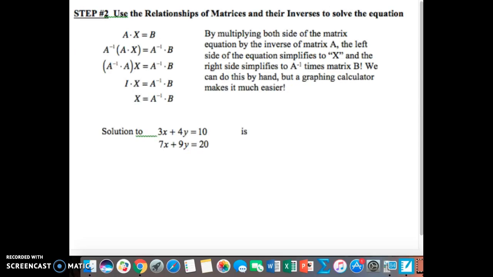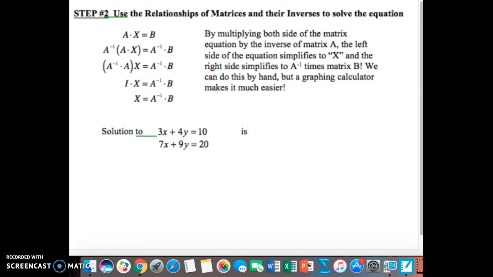Our second step is to use the relationships of matrices and their inverses to solve the equation. Notice currently we have A times X equals B. By multiplying both sides of the matrix equation by the inverse of matrix A, the left side of the equation simplifies to X, because A inverse times A is just the identity matrix, which times X is X. And the right-hand side simplifies to A inverse times the matrix B.